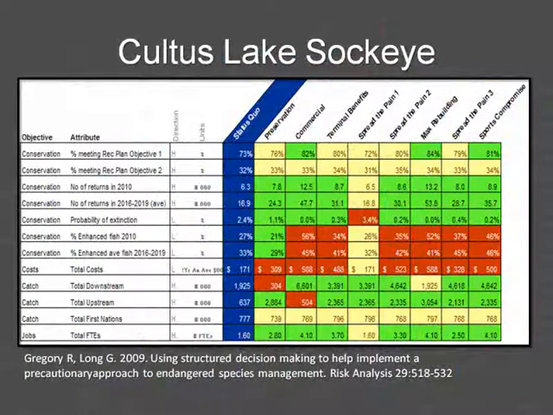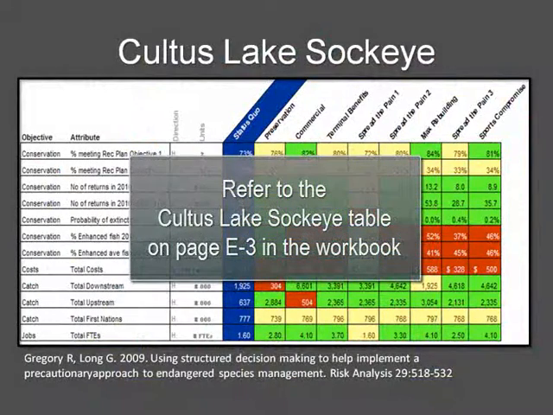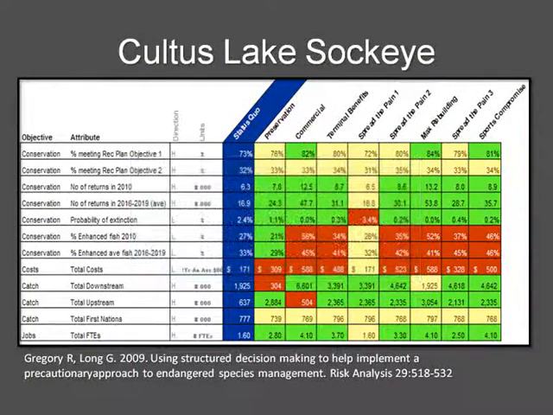Okay, let's look at one more consequence table, and then we'll talk a little bit more about modeling. So again, this consequence table comes out of the Cultus Lake Sockeye example from the Gregory and Long 2009 paper, which will be included in the list of useful references for this course. This is an example where we've got a number of alternatives along the top and a number of objectives along the side. And what the color coding does here is it again emphasizes how consequence tables can be useful for understanding very quickly the kind of information and the kind of alternatives we have.